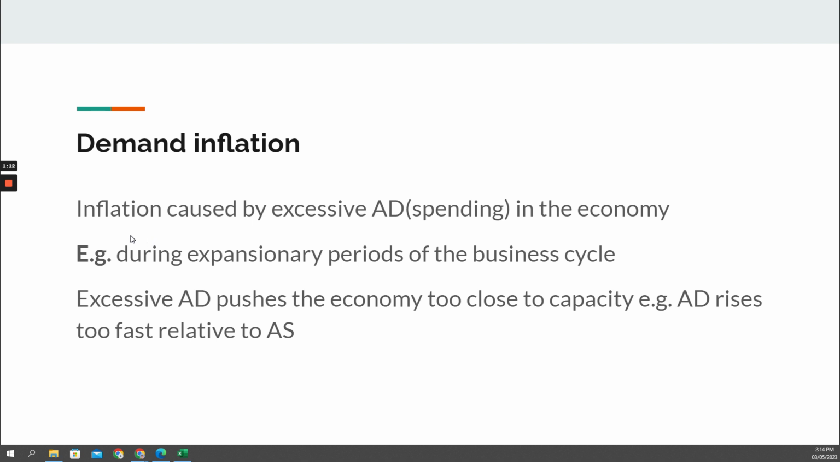So basically this happens during expansionary periods, maybe when interest rates are really low, or when the economic growth overseas is quite high, anything that stimulates spending in Australia. Now, we're going to draw this on an aggregate demand and aggregate supply curve because another way of thinking about it is that the economy is operating too close to its productive capacity.